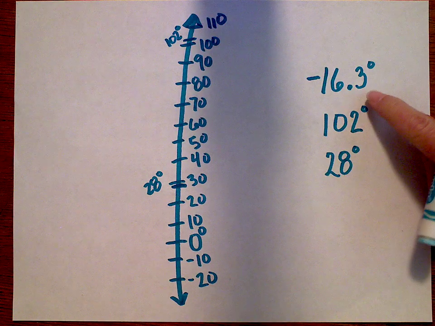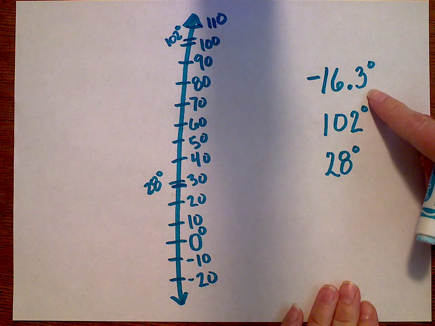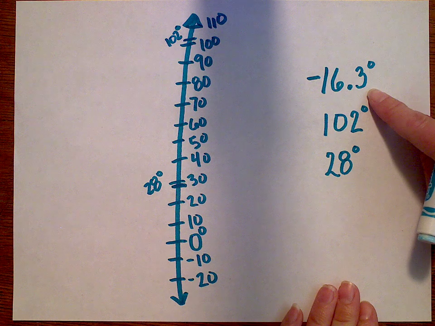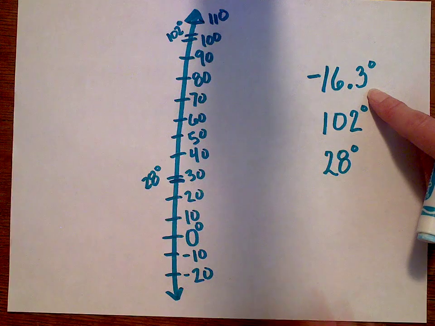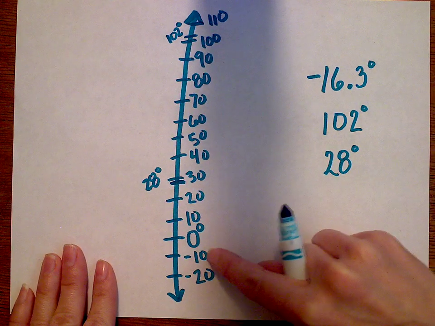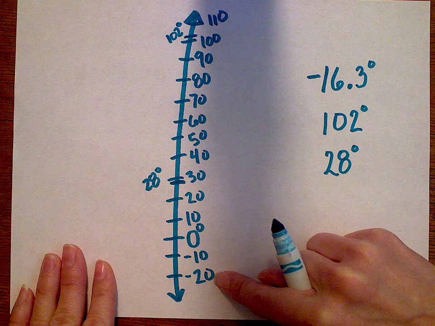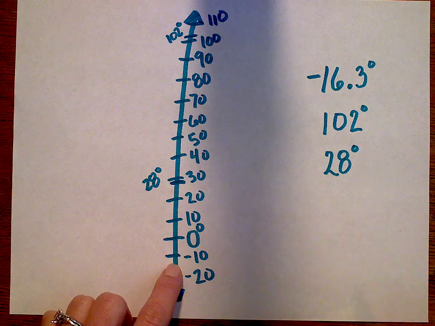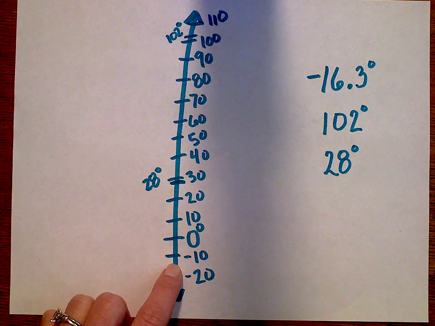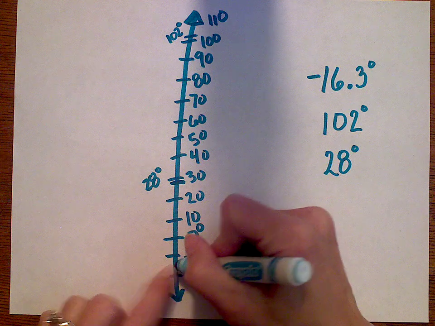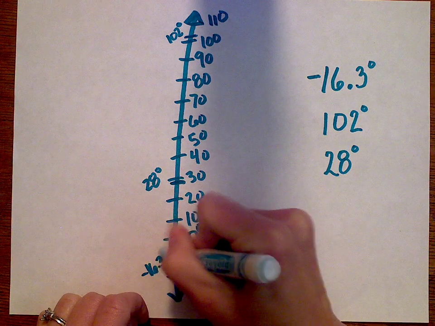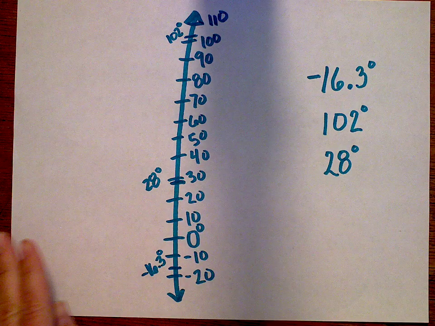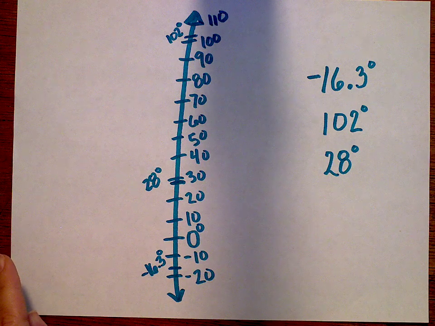And then negative 16.3 degrees is between negative 10 and negative 20 degrees. It's pretty close to negative 15, just a little past the negative 15 point. So here's negative 10, here's negative 20. Negative 15 would be directly in the center. So negative 16.3 would just be slightly lower than that. Okay, so that's an example of how you would plot temperatures on a vertical number line.